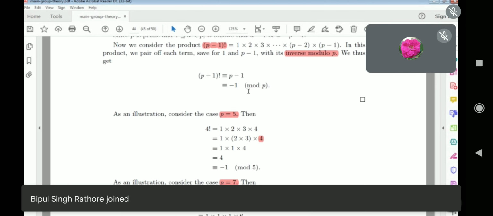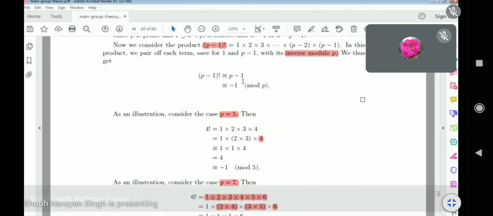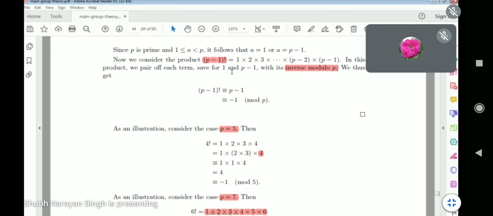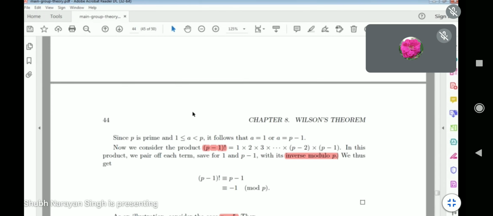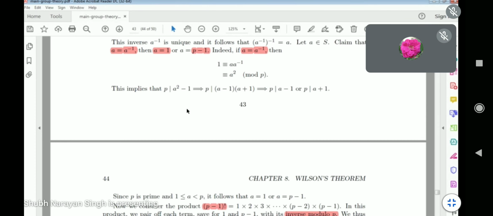That is our proof. The proof is not lengthy. There are only 2 concepts you have to be clear about: how to make the grouping of those elements which are inverse to each other. And another claim is that in the modulo p system, if you consider the set S which has elements 1 to p minus 1, then that set S will have only 2 elements which are inverse to themselves, and those elements are nothing but 1 and p minus 1. Otherwise, every element is inverse to another element.